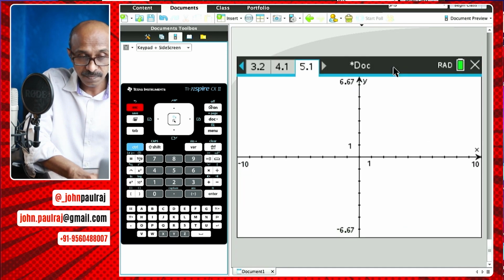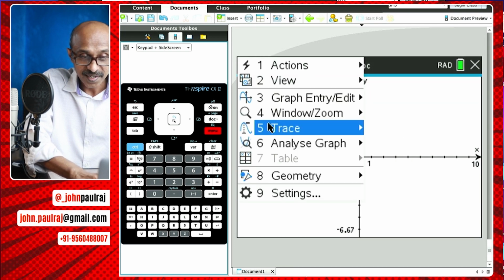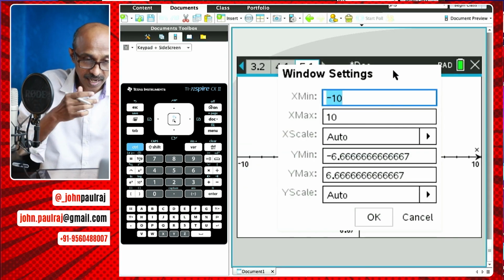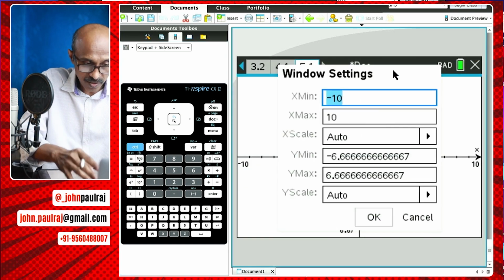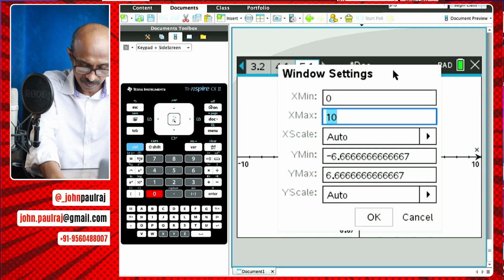Okay, let's show that again. Menu, not dock, menu, window zoom, and window settings. And then I'll just arrange this quickly. Xmin is the Xmin. All right, so that should be 0. Hit tab to go to the next field. 360 is what we're looking for.